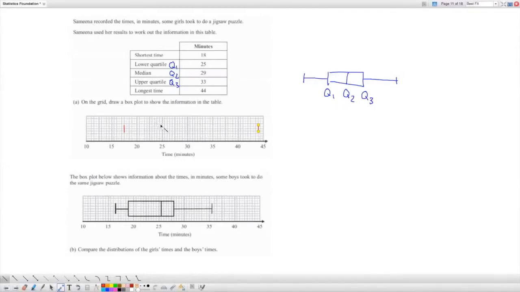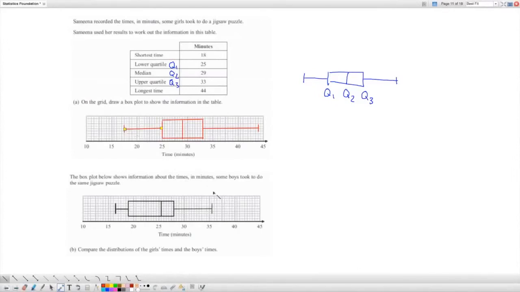Then for quartile 1, the lower quartile at 25, we draw a longer line. This is the first part of the box. Then moving on to the median, quartile 2, 29. And then the upper quartile, quartile 3 at 33. Shown here. Connecting these lines now to make a box. And then extending out towards the longest time and here the shortest time.